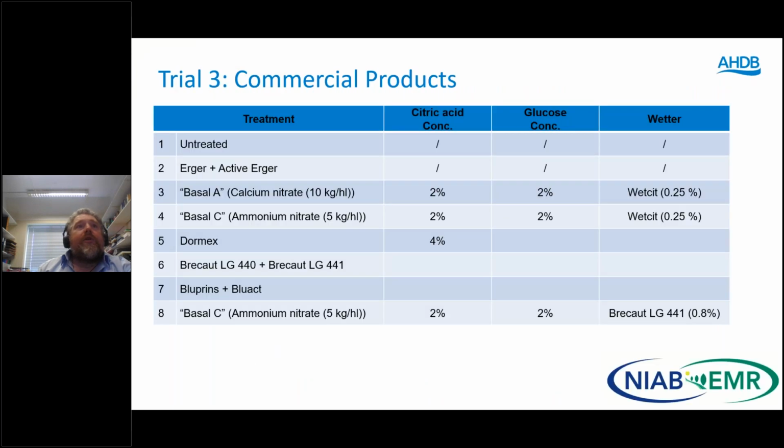And now to the third trial, where we were looking at the untreated, again, our Erga and active Erga mix, our Basal A and Basal C mixes, and then products from across Europe that are available for dormancy breaking. So Dormex, Breakout, and Blueprints. Breakout and Blueprints, both like Erga, have their own wetting agent associated with them. And then treatment 8, we had a spare slot in the trial because we couldn't get hold of a product. And it was suggested by one of the clients that we try Basal C with their wetter, Breakout LG441. So just to fill the gap, that was put in.